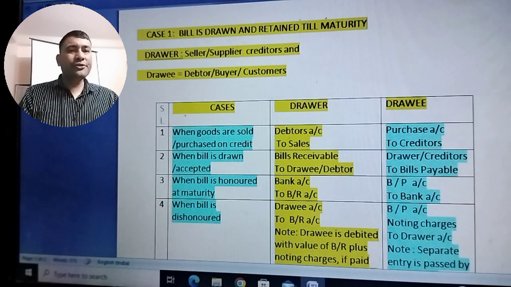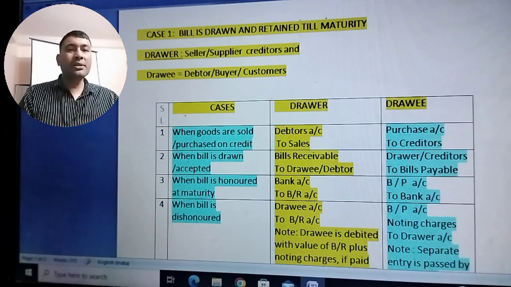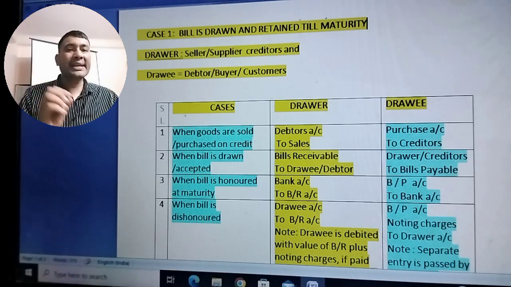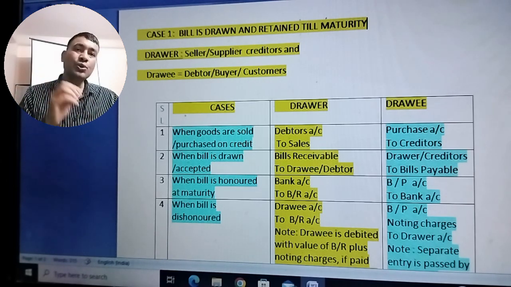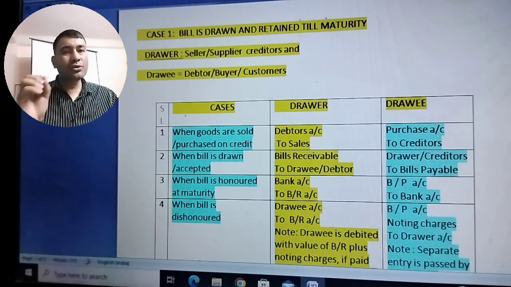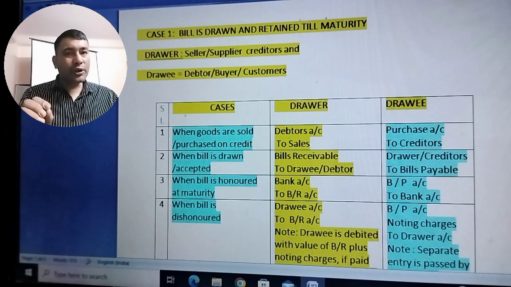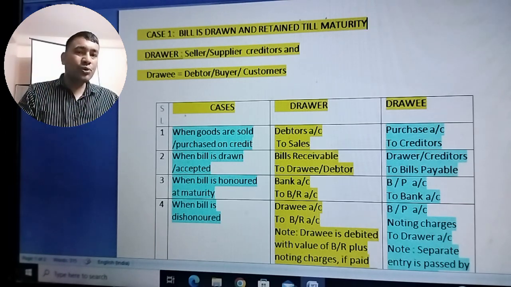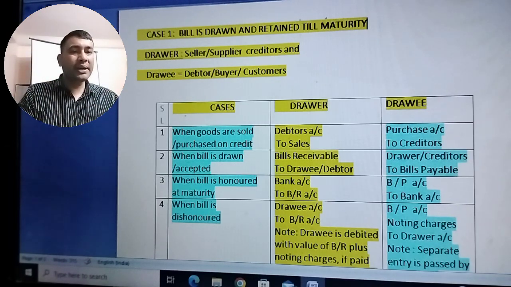And the drawee will make the entry: drawer to bills payable. Because when he purchased goods on credit, he credited the drawer or the creditor. Now, upon accepting the bills, he has to debit the drawer and credit the bills payable. My dear students, you have to memorize this. This is a formula. Whenever a bill is drawn, the drawer's entry will be bills receivable to debtors or the drawee, and in the books of the drawee, the entry will be creditors or drawer to bills payable.